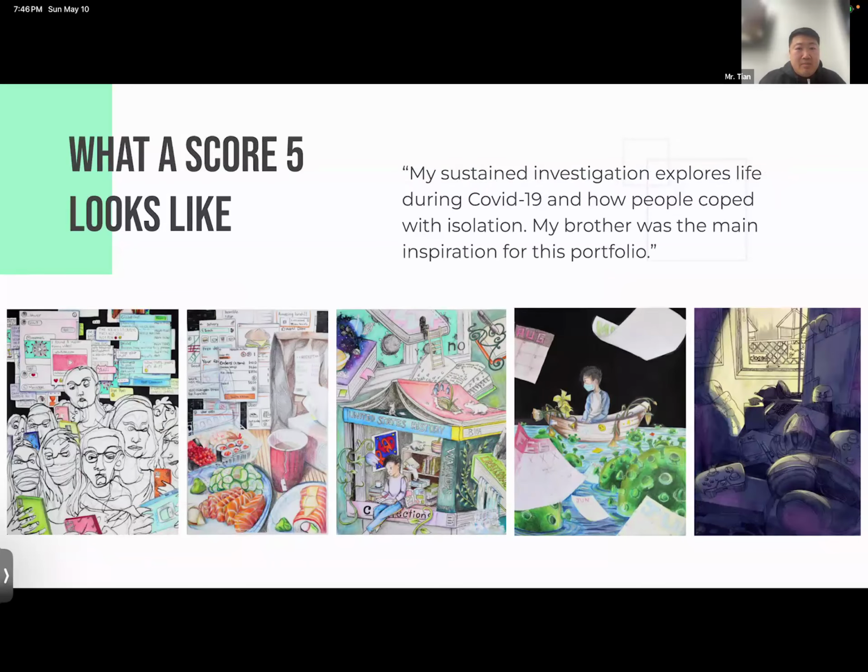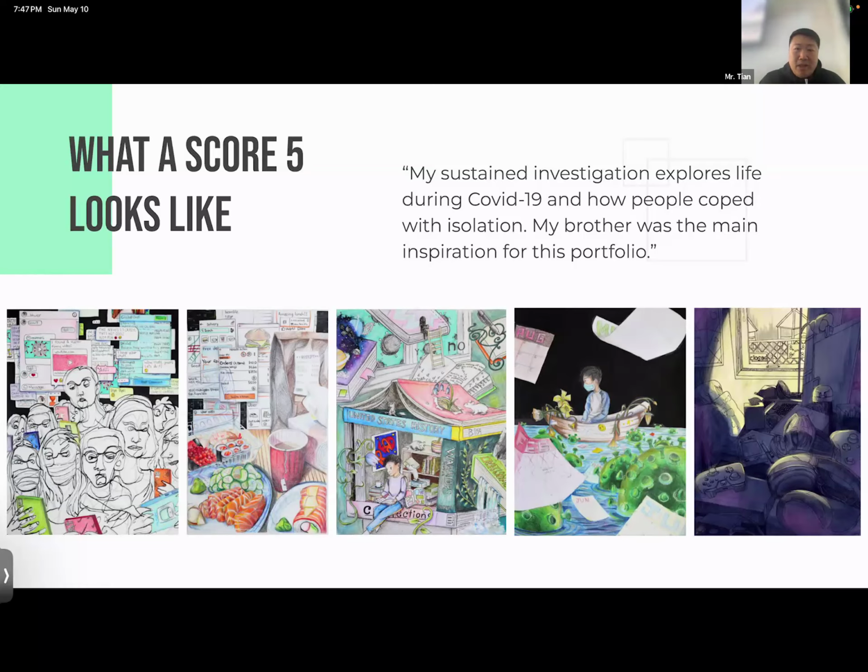This is a real example from our AP drawing portfolio. This portfolio received a score of 5. It explores how people adapted life during the pandemic, and the student focuses on topics like online classes, social media, staying at home, hobbies, loneliness, and also hope during the quarantine. Across the portfolio, we can see bedrooms, screens, indoor spaces, and scenes from everyday life. The student used those images to show how people emotionally changed during the pandemic.